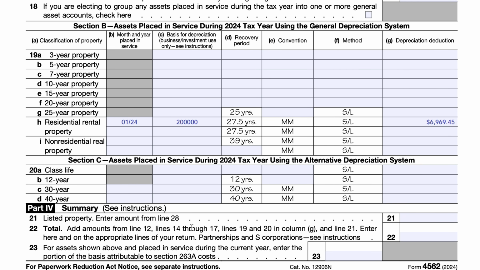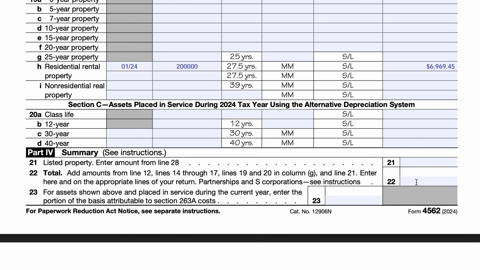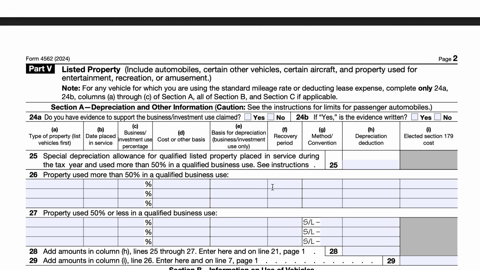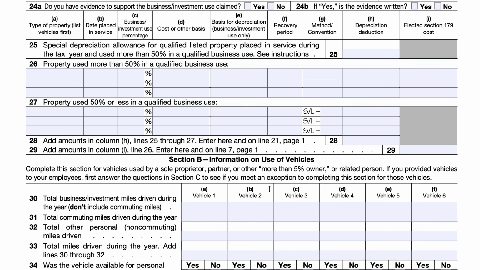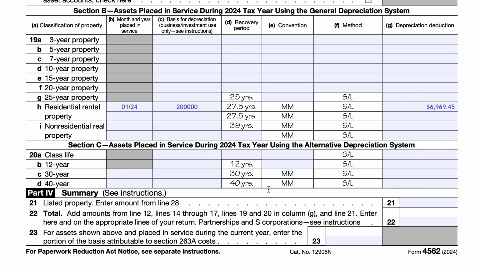Part 4 is where we will summarize or total everything. Realistically, this is the ending point. The back of it pertains to listed property and amortization, neither of which apply here.